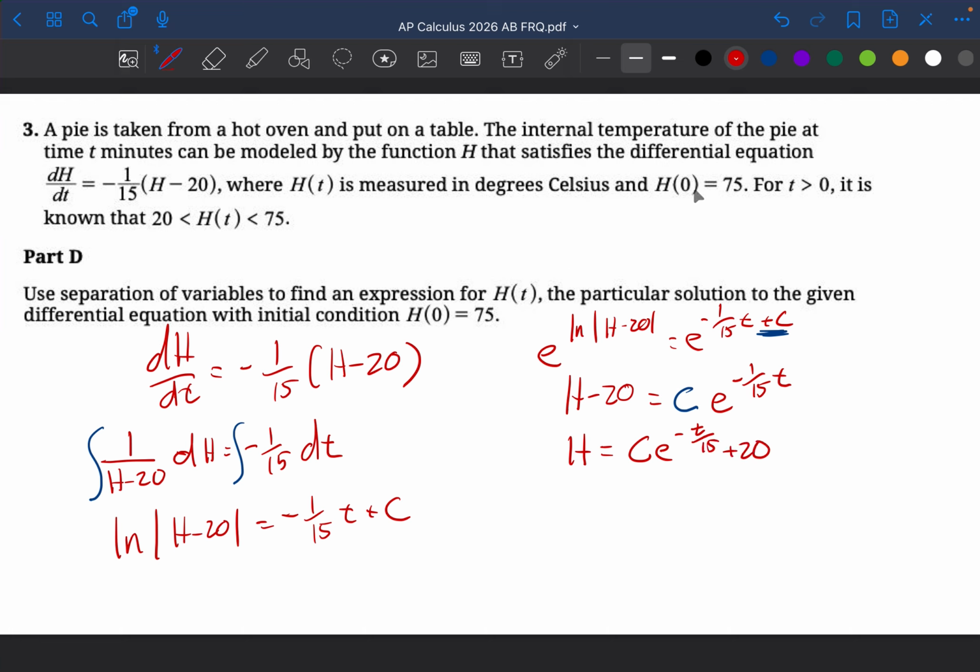Now, we'll plug in 0 for t, 75 for h. So 75 equals c e to the 0 plus 20. So that leaves 55 equals c. So our particular solution is h of t equals 55 e to the negative t over 15 plus 20.